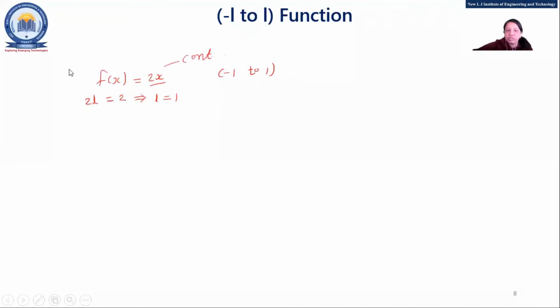So I want one student to decide whether this function is odd or even. Fine, I'll choose one student. Mihir, number 34. f(x) equal to 2x. Is it odd or even? Number 34. You are audible, Mihir. Is this function odd or even? f(x) equal to 2x.